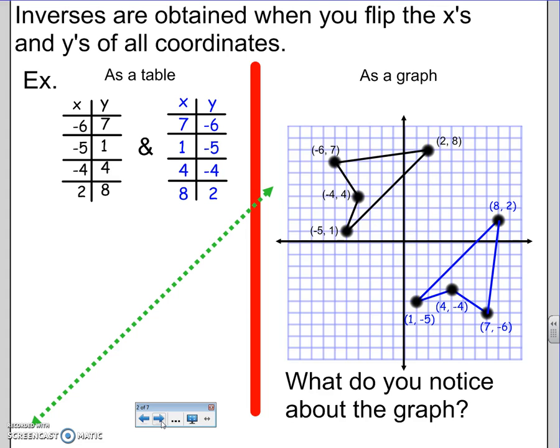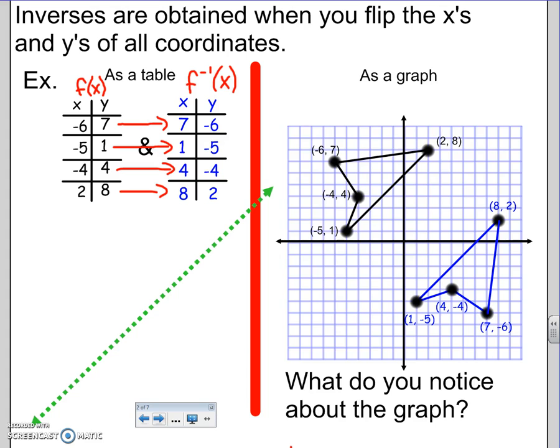So here I have a table, let's call this f of x, and it has the points (-6, 7), (-5, 1), (-4, 4), (2, 8). If I reverse it, flip everything, I reverse the x and y, so now it's (7, -6), and the (-5, 1) turns to (1, -5), and so on and so on. This is what we call f inverse of x, the inverse of f, so f negative 1 of x.